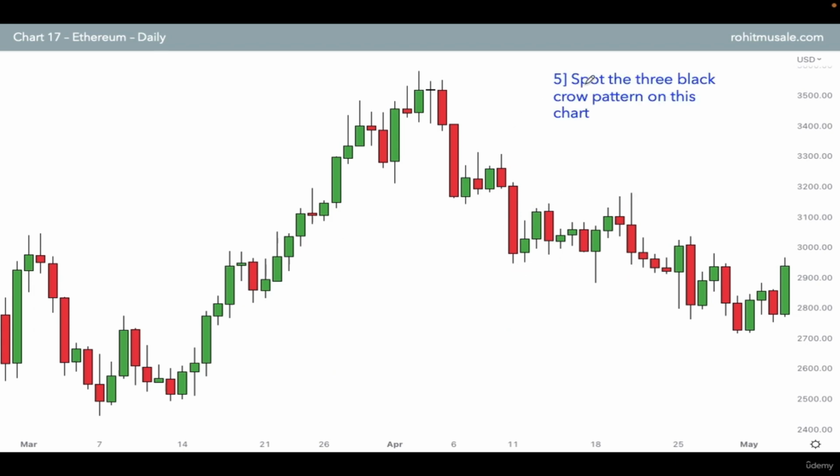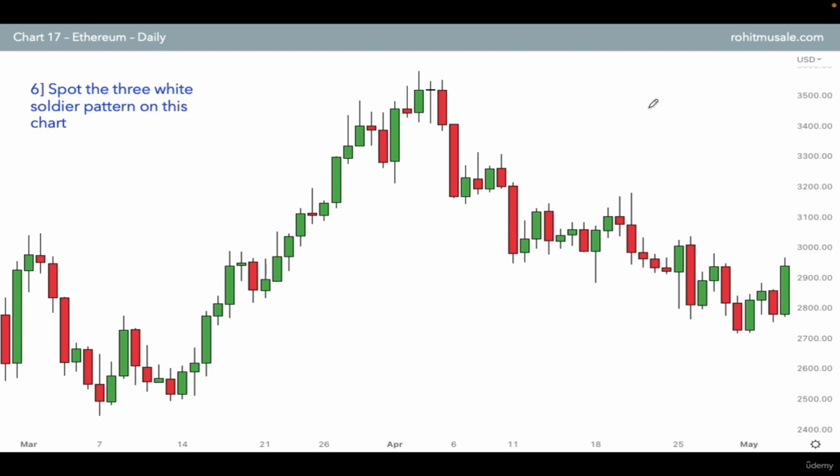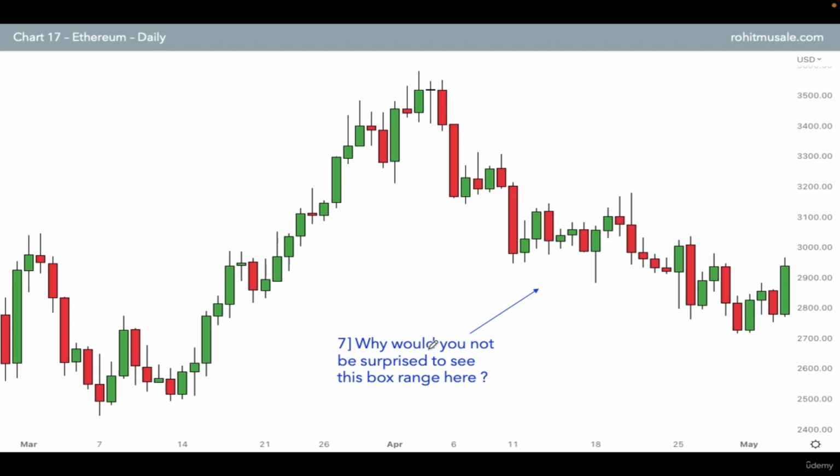Number 5. Spot the 3 black crow pattern on this chart. Number 6. Spot the 3 white soldier pattern on this chart. And number 7. Why would you not be surprised to see this box range here? So you have a box range here.